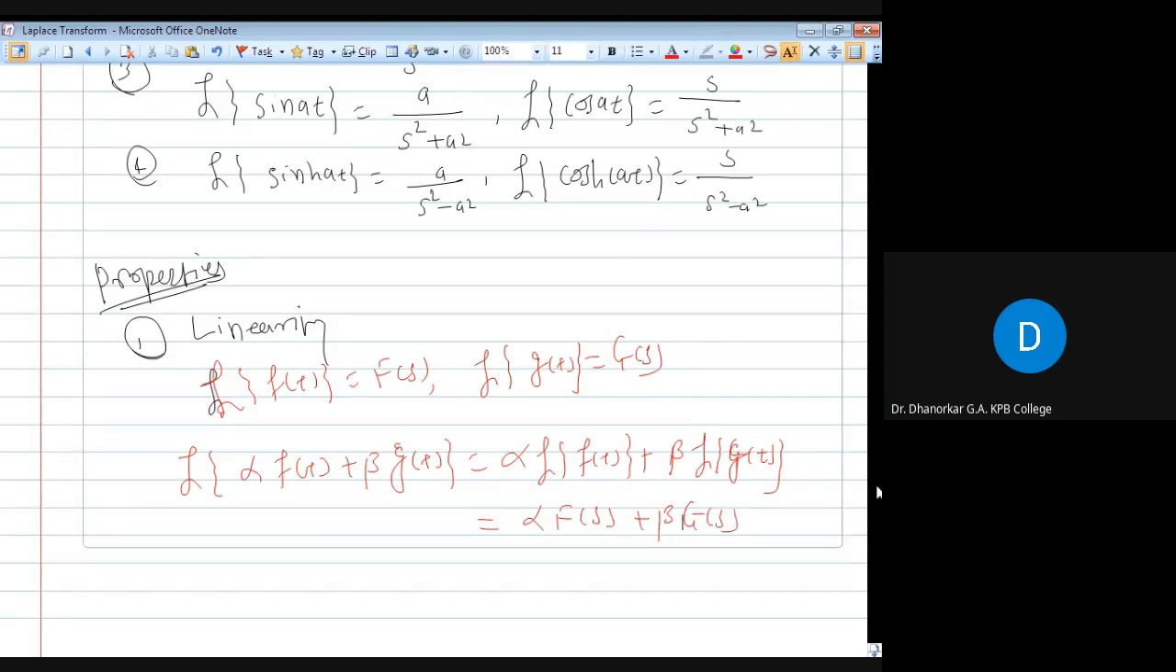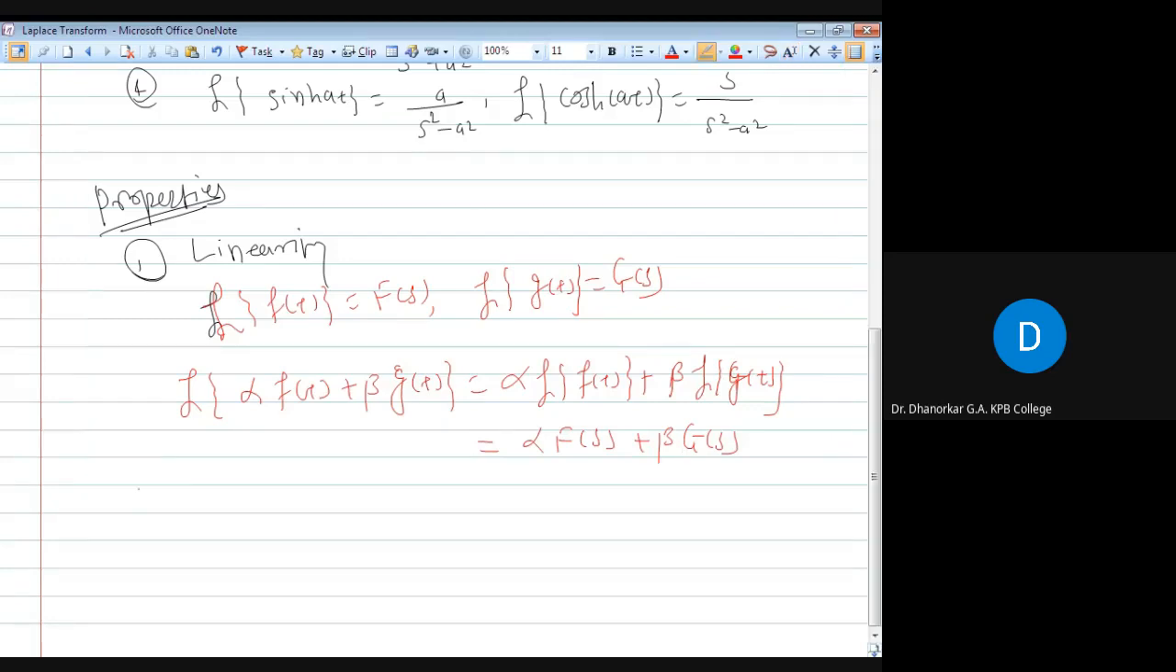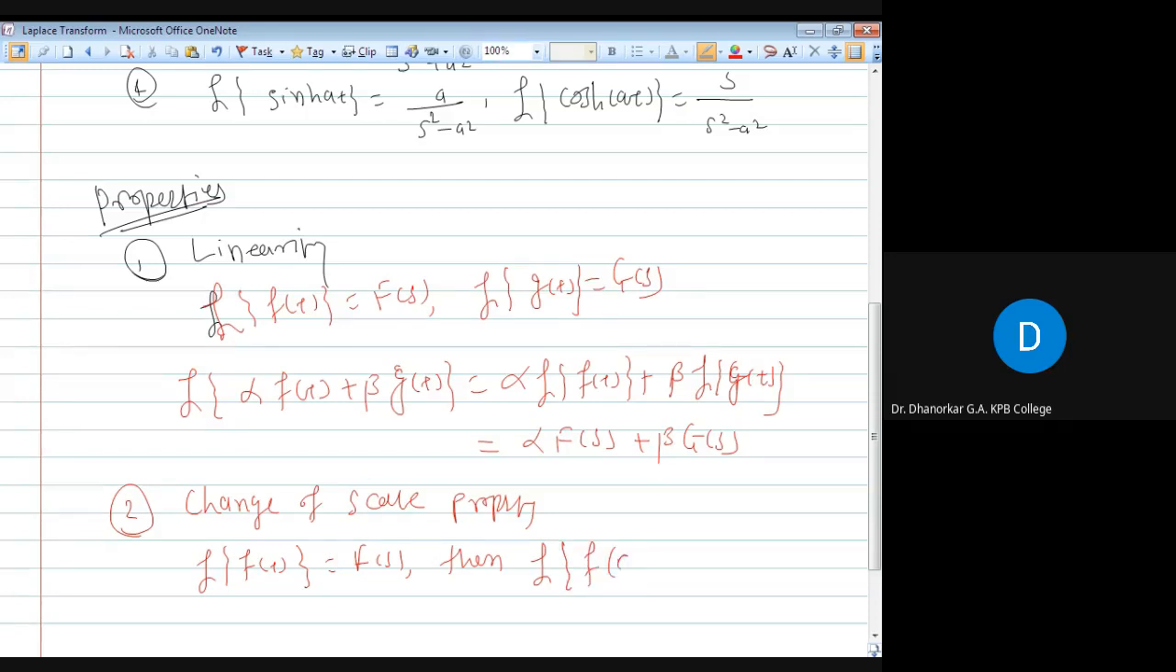This is our linearity property. After the linearity property, the next property is the change of scale property. Again here, every time I will write that the Laplace transform of f of t is F of s. Then I am changing the scale. The Laplace transform of f of at is nothing but, what is the formula? 1 by a into F of s by a.